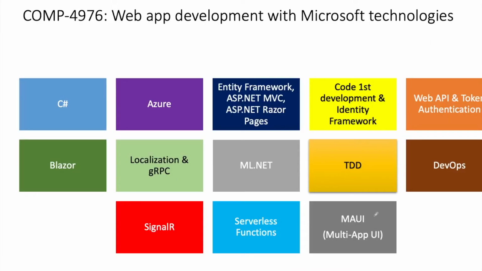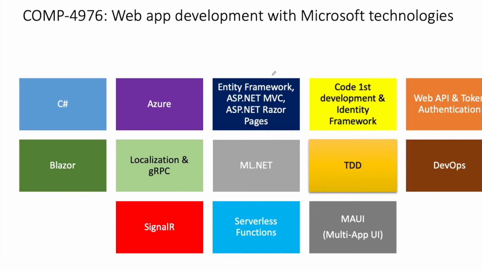The third course covered in Web and Mobile is Comp 4976, which is all about Microsoft technologies. Now, Microsoft is the owner of a lot of technologies, and their web technology is ASP.NET, which uses C#. So in this course, we cover C#. We use Azure for web application deployment and services.